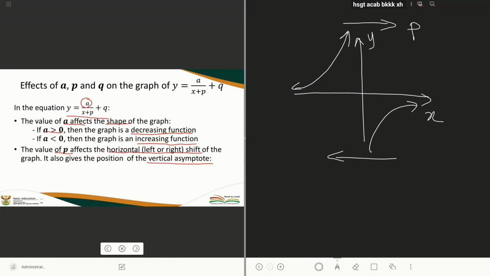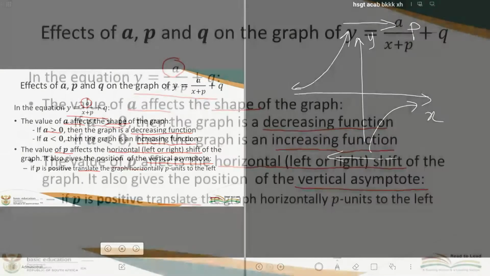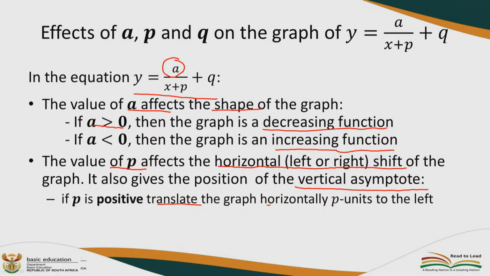Now, if p is positive, then you are going to translate. So there's going to be a translation on your graph, horizontally p units to the right. So if your p is positive, it means that you are going to move your graph to the left. All right?